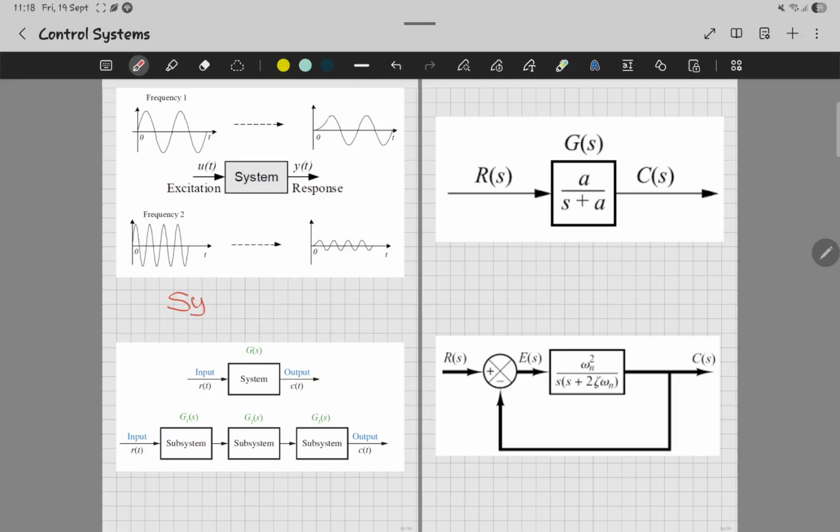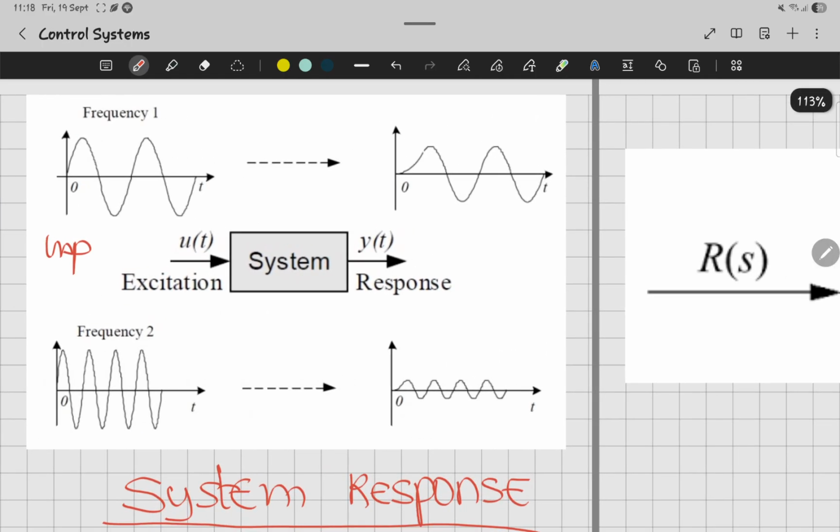What is a system? What we can call a system response. Here is an example. This is what we have on the input, and this is what we get on the output. So for a system response, we're going to have our system.